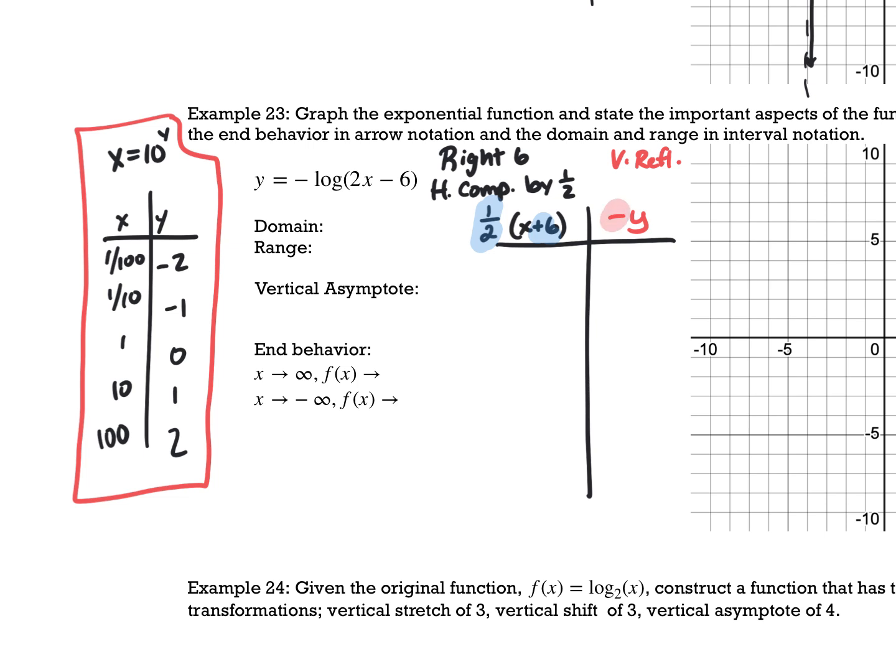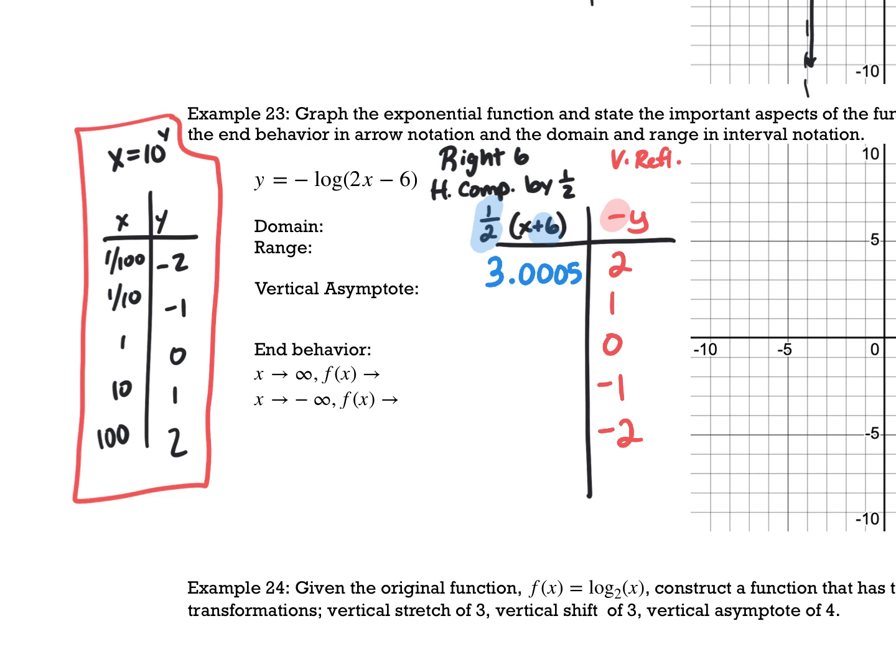So with our y values, -2 becomes 2, -1 becomes 1, 0 stays the same, 1 becomes -1, and 2 becomes -2. Over on the left-hand side, a little bit trickier. We add 6 to our x quantity and then divide it in half. We would get 6.001 divided by 2. Our y value would be 3.0005.